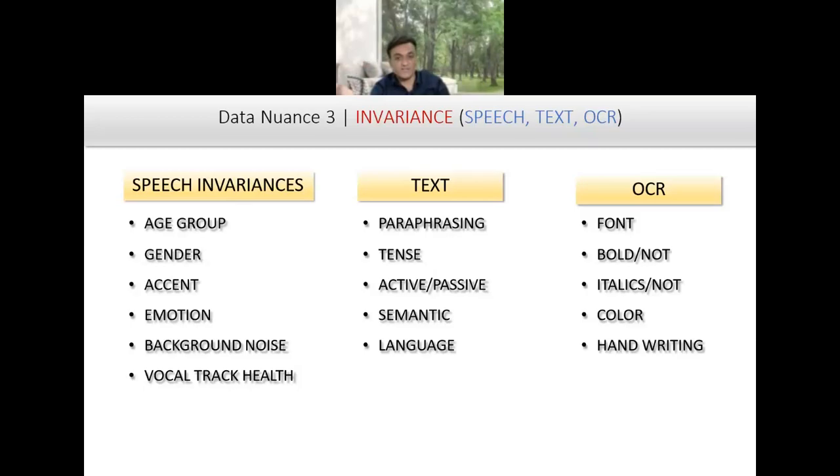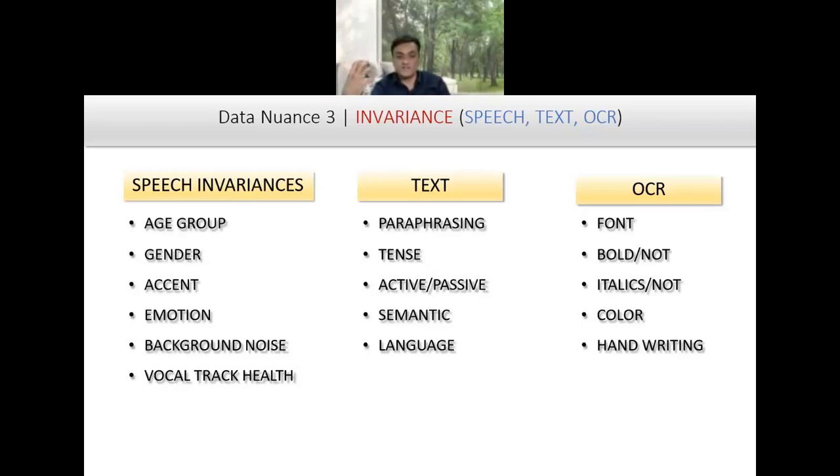Concept may be different, language may be different. So textual data or speech data have to have some sort of invariances. If you look at OCR data recorded from an optical character recognition system, the font may be different, the type may be bold or not bold, italics or not italics, color, handwriting, something related to that. So there are lots of things we need to keep in mind while dealing with speech, text, or OCR data. We cannot work on a single sort of information. We need to keep all these things in mind.